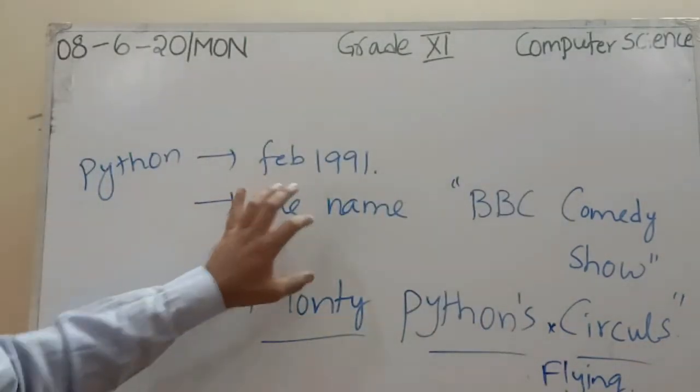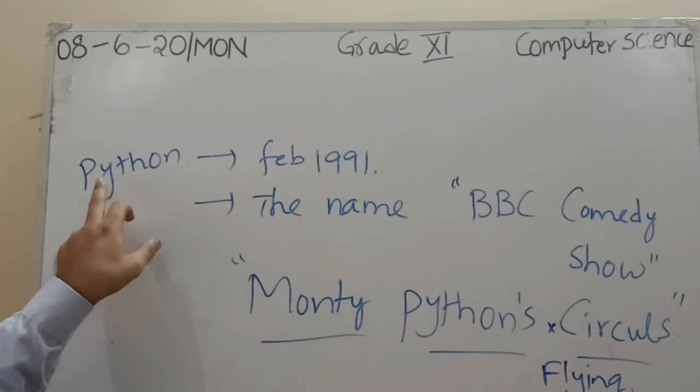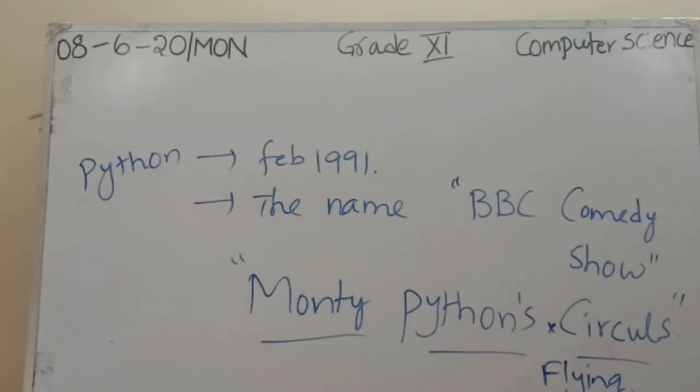So from this comedy show, the name was introduced, like Python. So this is the main introduction of the Python programming language. It has some characteristics. It has some pluses and minuses. Every human being has some pluses and minuses, that is, advantages and disadvantages. Like that, every programming language also has some pluses and minuses and characteristics. So we discuss some of the characteristics of Python.